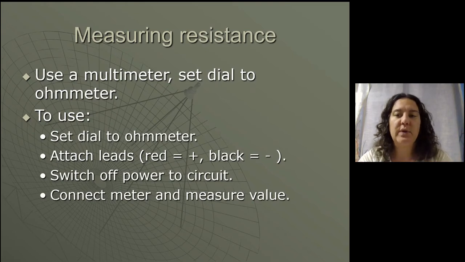To measure resistance, we are going to use our multimeter and set our dial to ohm meter. Often it'll say OHM or it'll be the symbol for ohms. We're going to attach the leads. The red is positive and the black is negative. And we're going to switch the power off on the circuit. Then we're going to connect the meter and measure the value.